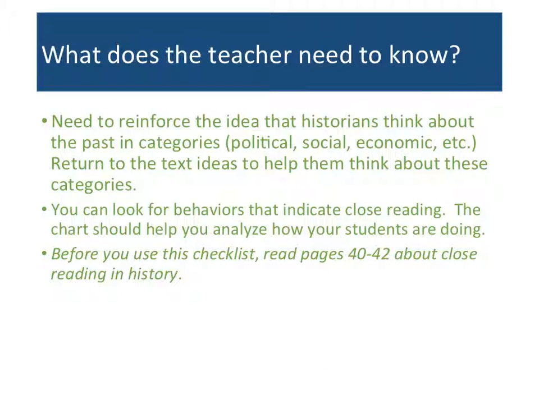One of the things that you can reinforce in this lesson is the idea that historians look at or interpret the past with a view to the societal functions or categories like political, social, economic, etc. And you can return to those text ideas to help them think about those categories. So, what did the text say that had to do with economics? What did it say that had to do with the political situation at the time? What did the text say that had to do with maybe the social aspects of society? That's going to help them look at the past in the same way that historians do, to interpret it in a little more fine-grained way than they may be used to thinking about it.